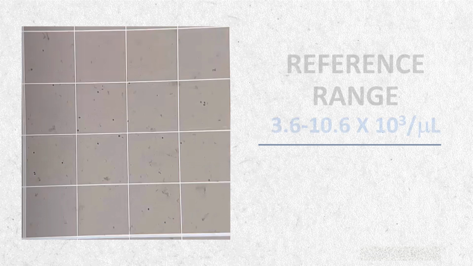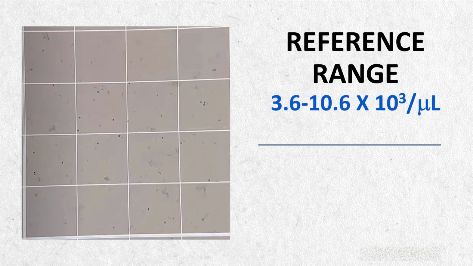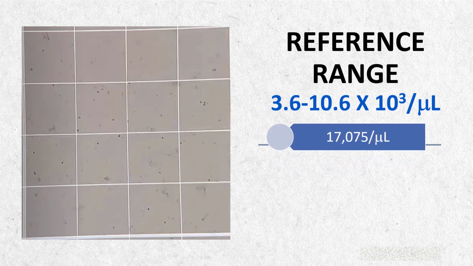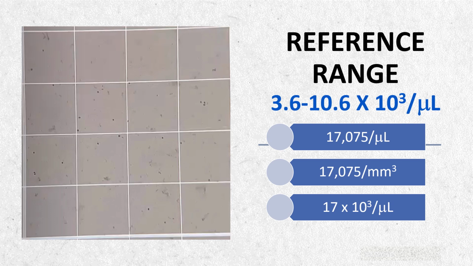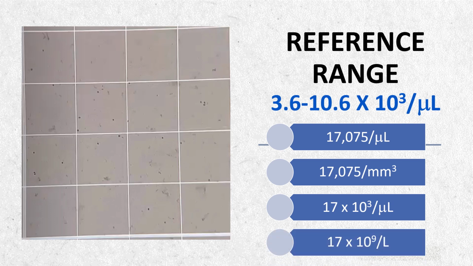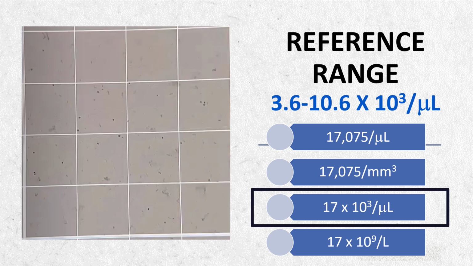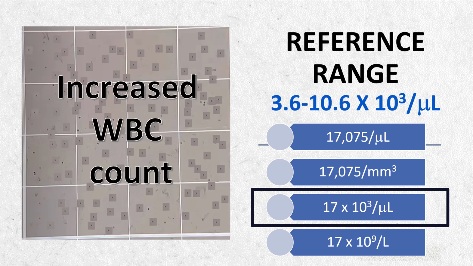The reference range for the white blood cell count is 3.6 to 10.6 times 10^3 per microliter. The value that we have computed is 17,075 per microliter, or 17,075 per cubic millimeter, or 17 times 10^3 per microliter, or 17 times 10^9 per liter. Our value of 17 is higher than the 10.6 reference range. Therefore, the count that we have computed has an increased white blood cell count.